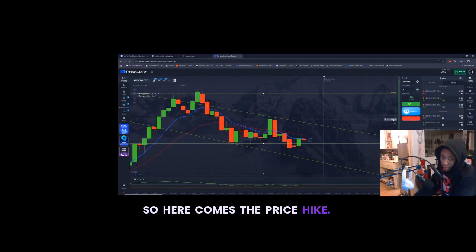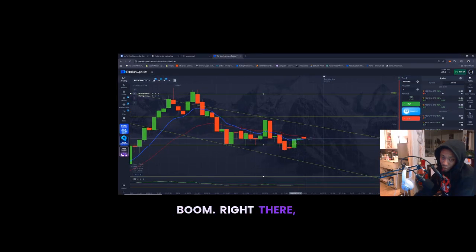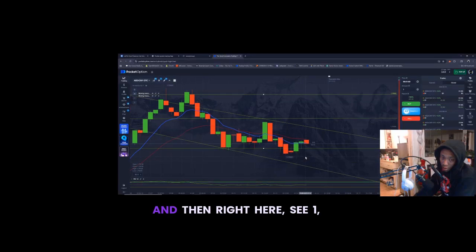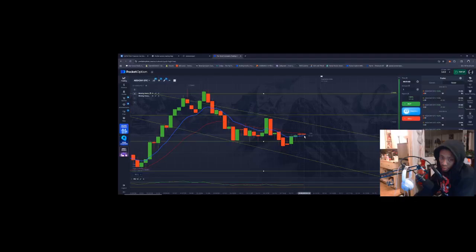So here comes the price hike. Here it comes. Boom, right there. That 1, 2. And then right here, see, 1, 2. Yeah. Consolidation. Yeah. 1, 2. Here's the hike. And here comes the dip.